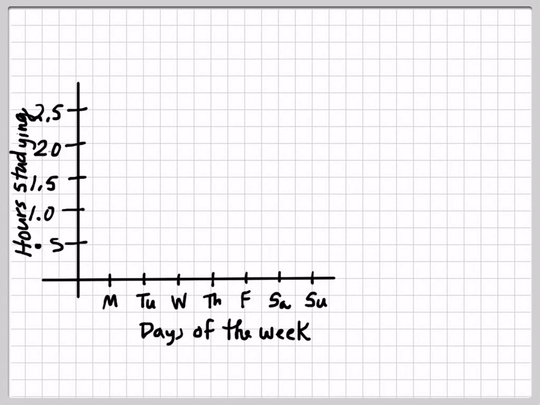The next thing we're going to do is plot the points. Okay? So the first one says Monday is at 1.5 hours. So that's right here on my graph. The second one is Tuesday at 1.75 hours. It should be right here. Wednesday is at 0.75 hours.